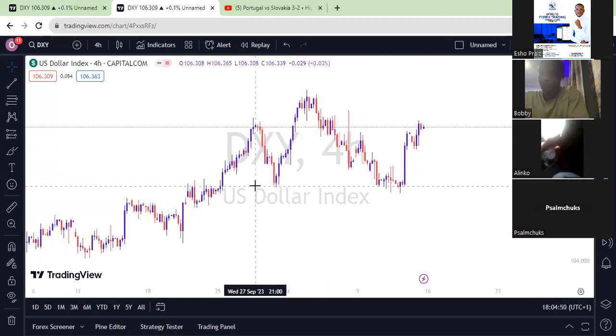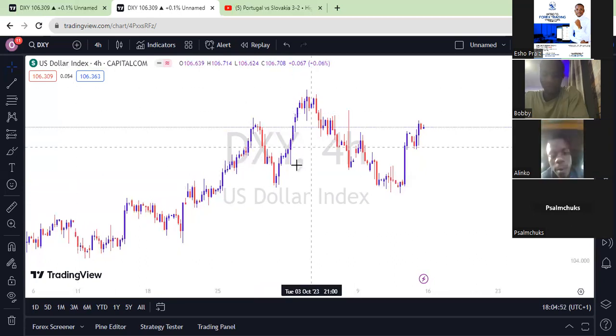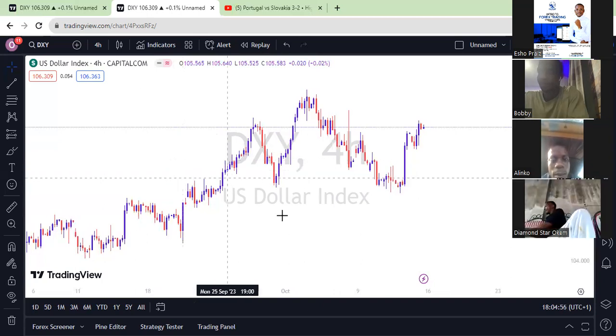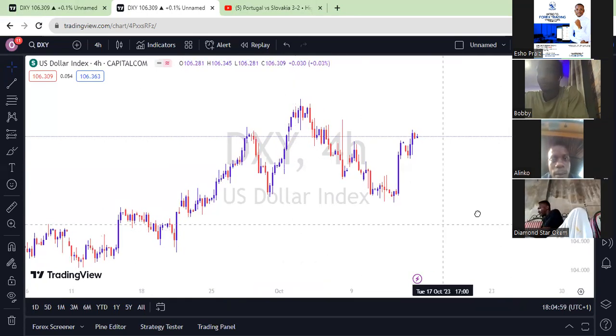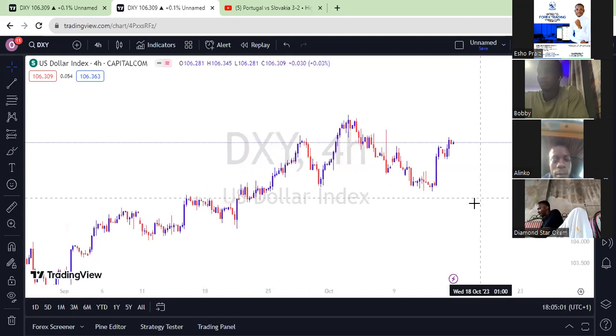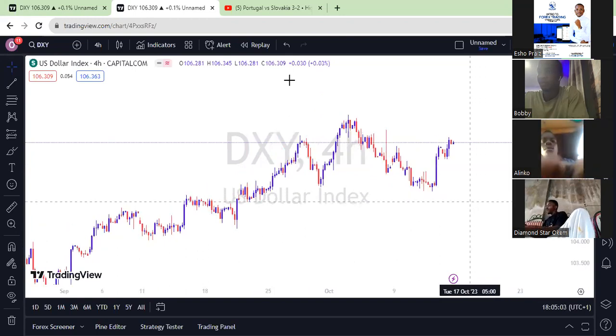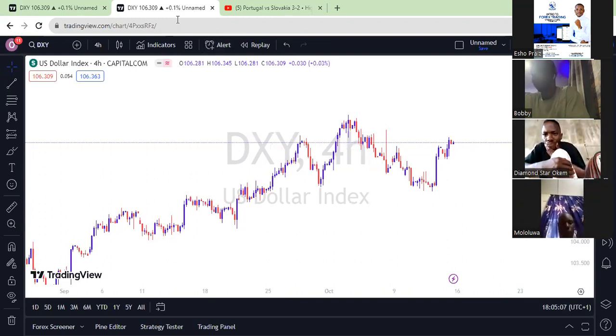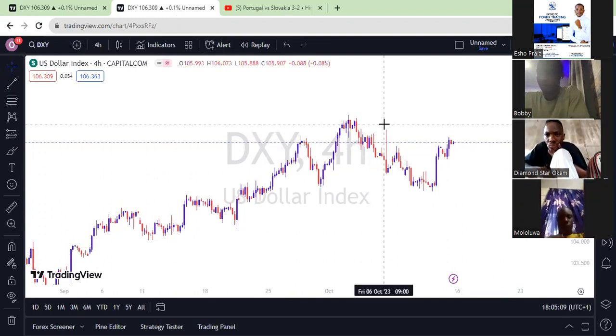All right, let's proceed and let's see what we have. So on DXY, what do we have on DXY? This is DXY. So what are we trying to look in the market tomorrow? Based on what the market is giving us today, we want to check what the market will give us tomorrow. We want to know what the market will produce for us. So that is the reason why we have to analyze the market.